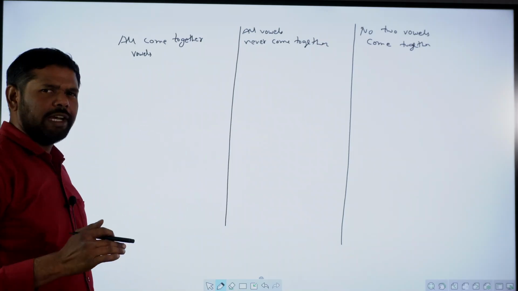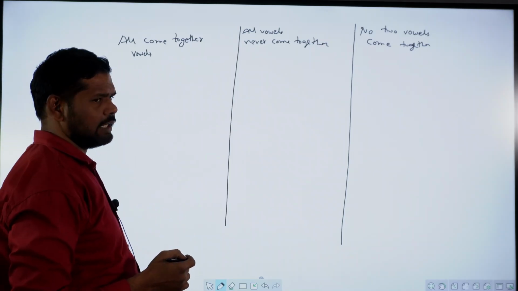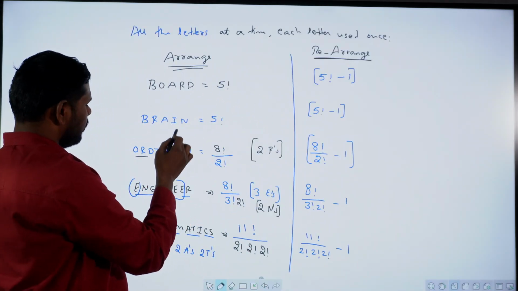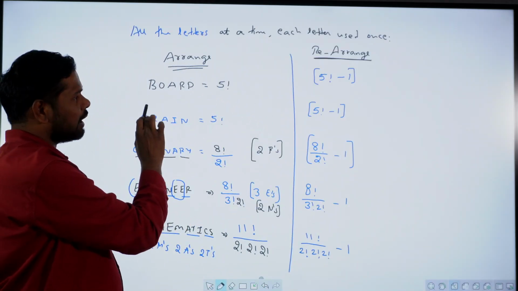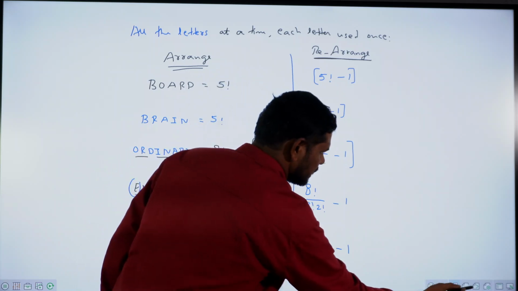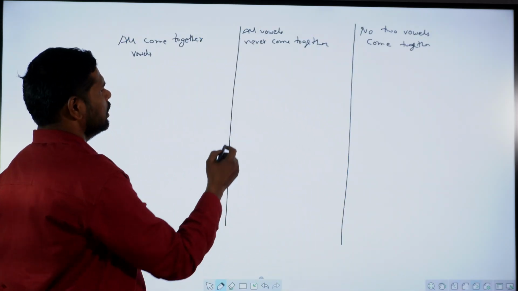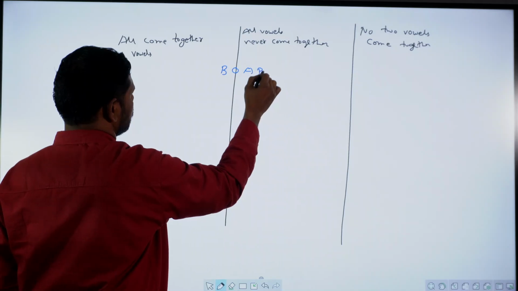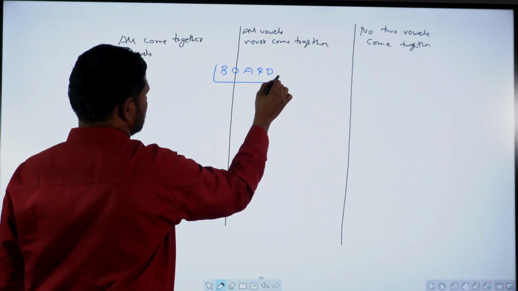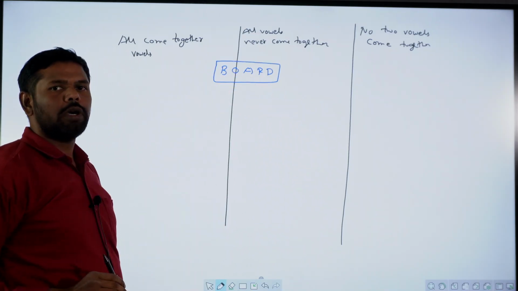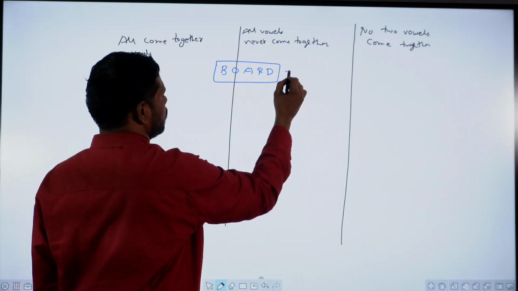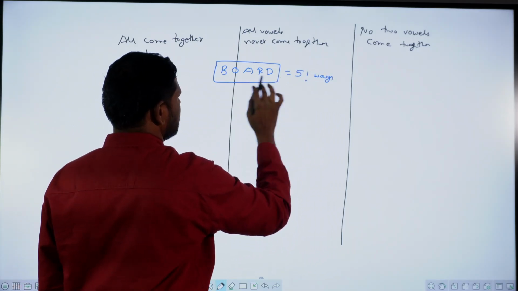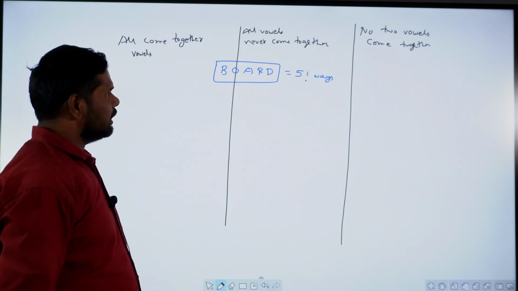Suppose I took any word, whatever it is, suppose we already solved this, no? BOARD, BRAIN. If I take BOARD, all are different letters. First we will discuss there, then we solve some problems. Suppose I take that word BOARD. Now, BOARD can be arranged in how many ways, we know? Total of 5 factorial ways we can arrange using all the letters of the word BOARD.